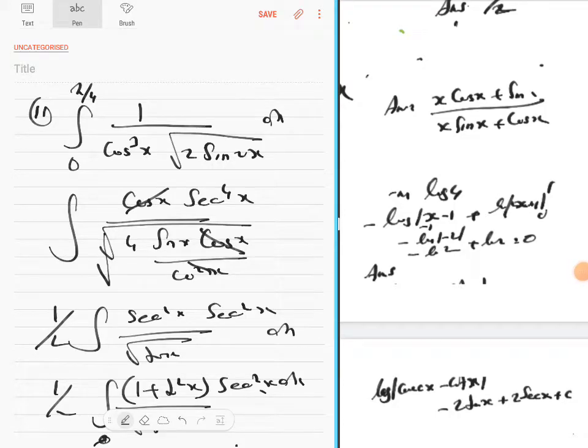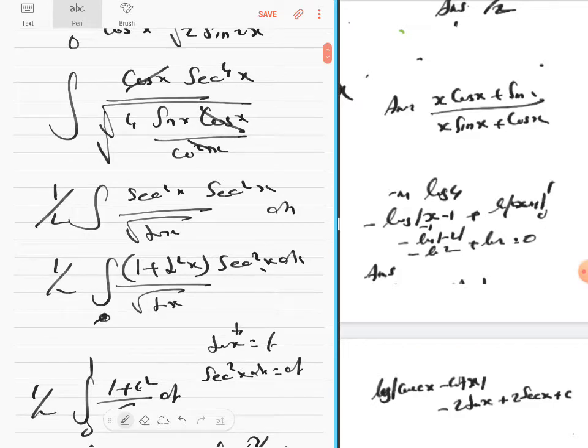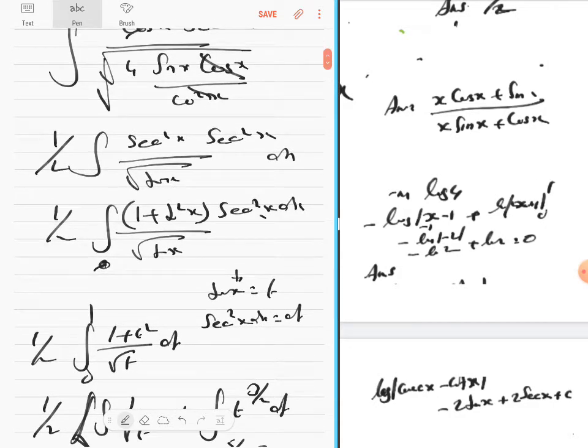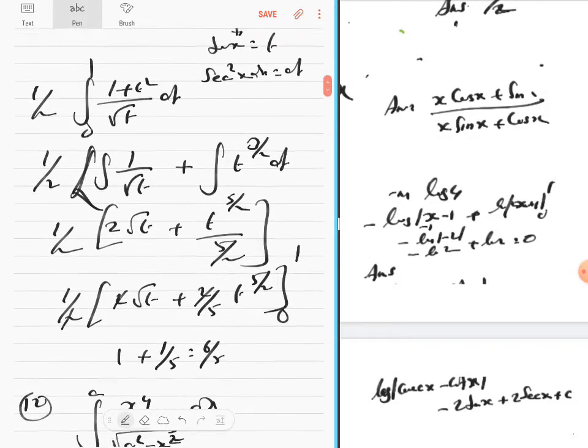The 11th sum is the integration from 0 to pi by 4 of 1 by cos cube x into root of 2 sin x, that is 2 sin 2x. Multiplying and dividing by cos, cos to the power 4 will become secant to the power 4x, and splitting the denominator sin 2x as 2 sin x cos x, it becomes 4 sin x cos x. The cos x in the numerator can cancel and be taken into the root as cos square x, so it will become like this. Let tan x be t, then secant square x dx will become dt. Change the limits, and you get the answer.